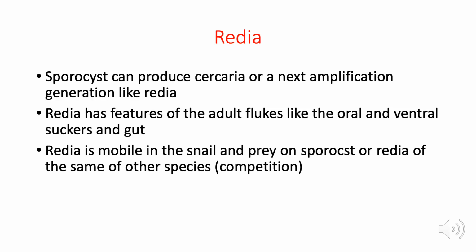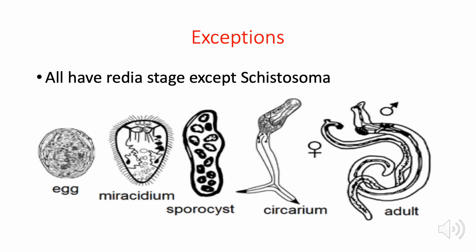For now, the sporocyst will rupture, releasing the redia. And the redia is identified by the presence of the oral sucker. The redia is mobile, and it can prey on developing sporocysts or the redia of other trematode species. Sporocysts can rupture and release the feeding stage, which is the redia.